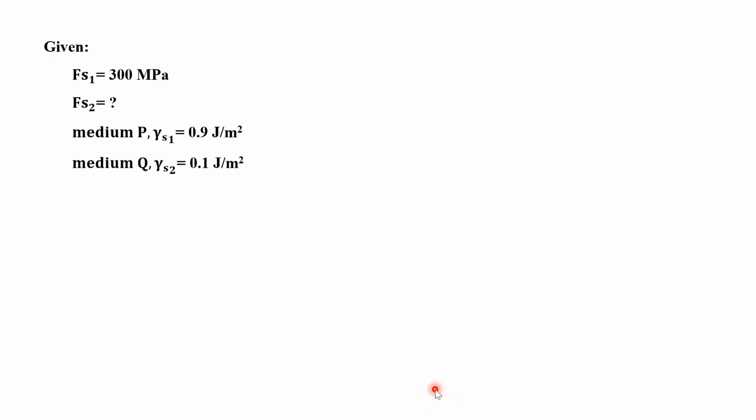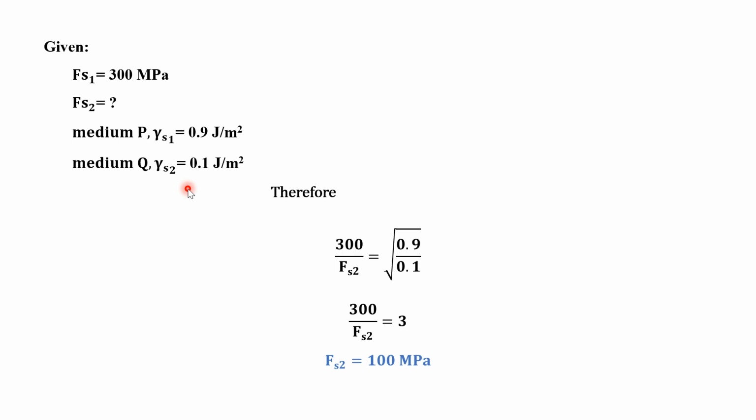So in that case, when we substitute, we have Fs1 as 300 MPa. Fs2 is the one we have to find out. For medium P, gamma S1 is given as 0.9 joule per meter square, and for medium Q, gamma S2 is given as 0.1 joule per meter square. Upon substituting, we get 300 by Fs2 is equal to 3, and hence Fs2 is equal to 100 megapascals. So I hope both of you got this answer, and in that case we can move on to the next question.